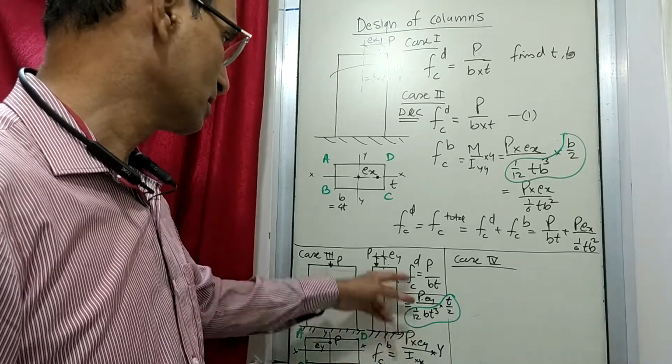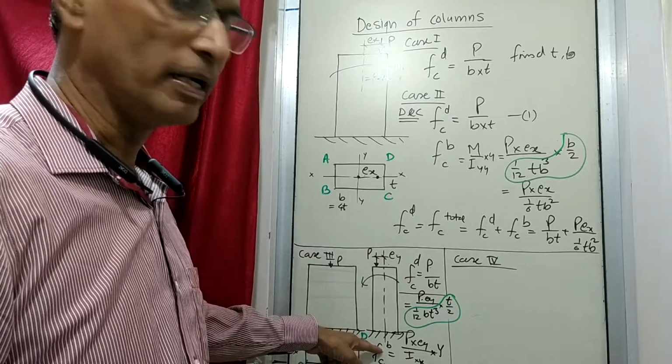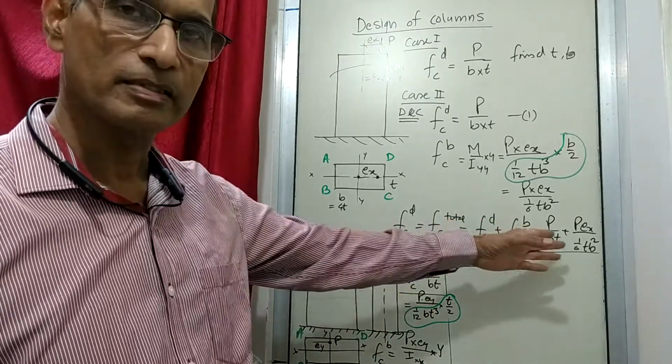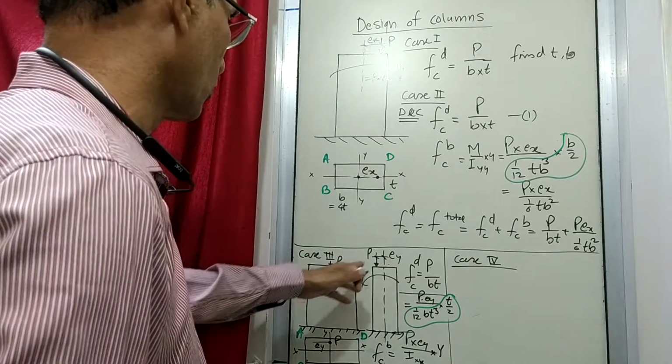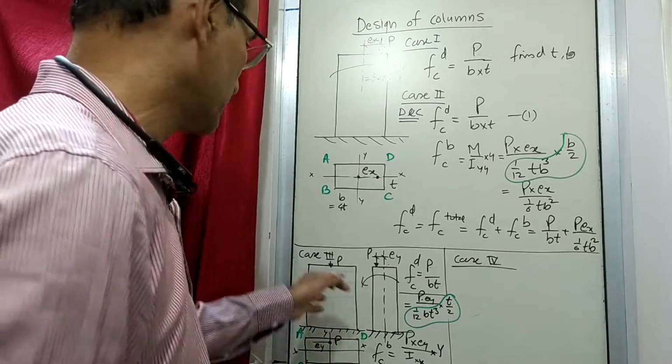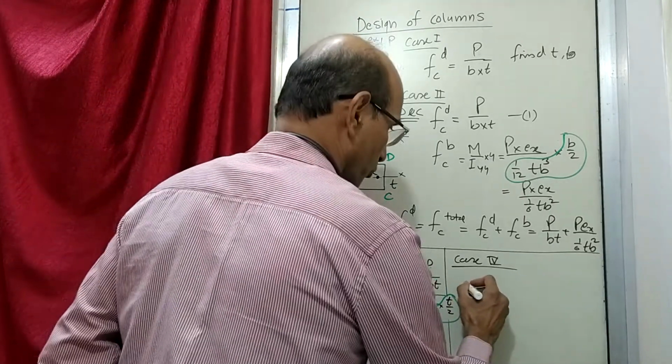Once you do this, you can combine Fc direct plus Fc bending. So combine these two the same as before and go ahead. So that was the effect of Ey, the eccentricity, if it is like that. Now the next case is the fourth case.